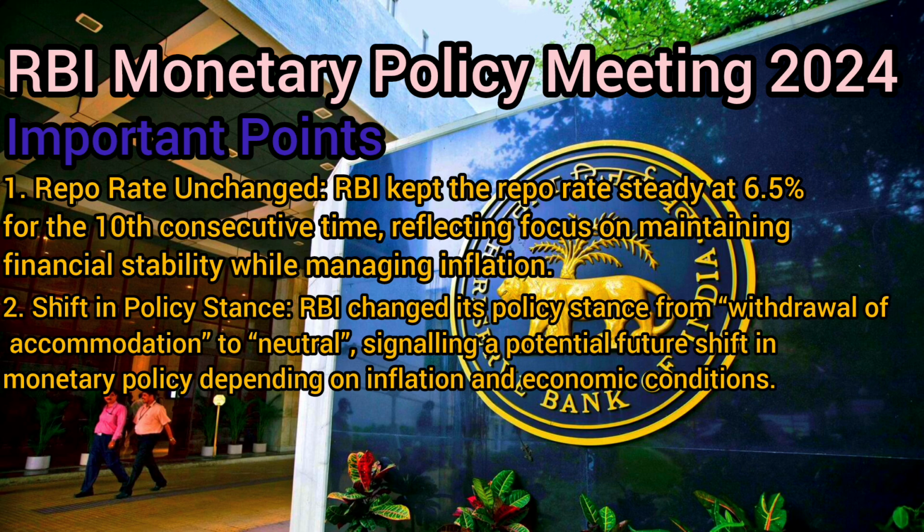Point number 2. Shift in policy stance. RBI changed its policy stance from withdrawal of accommodation to neutral, signaling a potential future shift in monetary policy depending on inflation and economic conditions. The withdrawal of accommodation stance typically implies that the central bank is working to reduce the amount of money circulating in the economy. It often involves increasing interest rates to combat rising inflation, signaling a tightening of monetary policy.